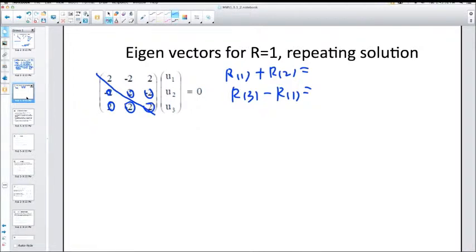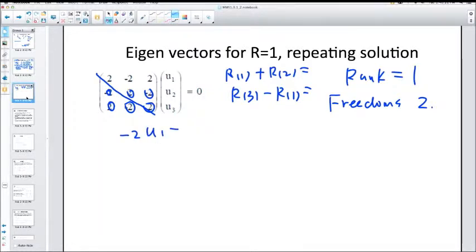What is the rank we talked about before? The rank is going to be 1. You only got one non-zero row. And then what is the freedom? How many freedoms? The freedom is 2. You have 2 free choices. So let me write the first equation. That's the only thing that matters.